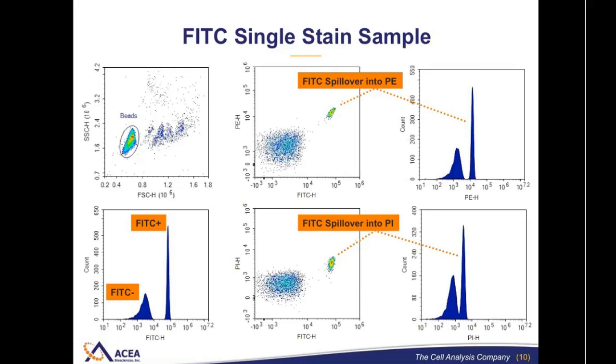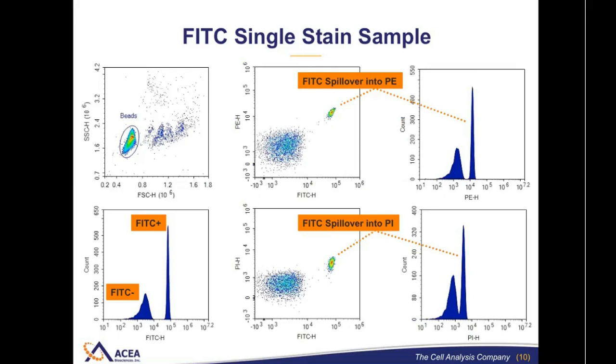So the populations in the bivariate plots that look like they could possibly be PE or PI positive are actually spillover from FITC into those channels. And we see something similar in the PE and PI histograms. The brighter peak in both of those is the FITC spillover. Now, I'm going to ask you to remember these data because we will revisit them later in the presentation.